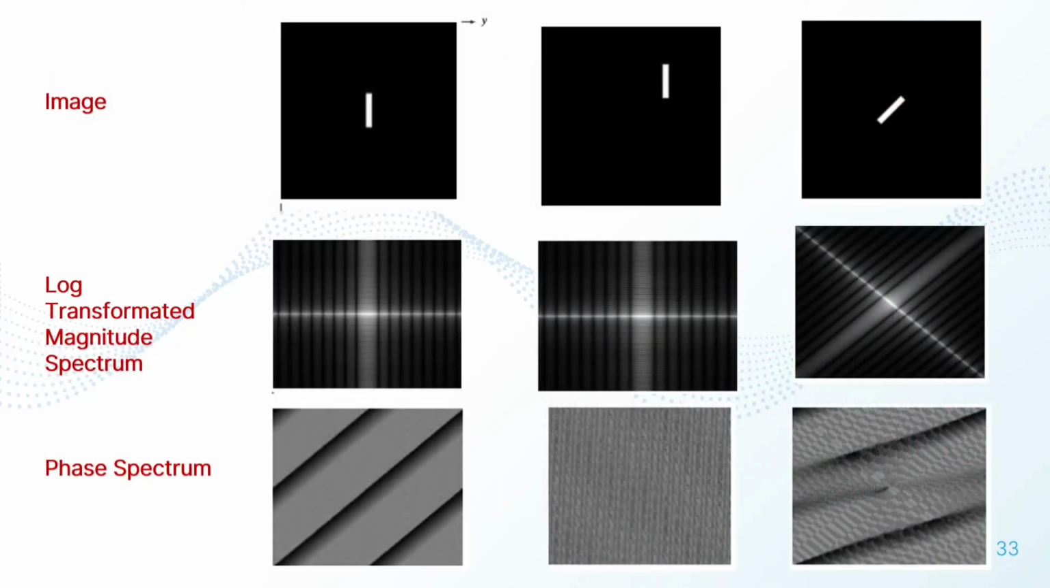Now let us try to get the overall overview. If the image is translated, the magnitude spectrum remains unchanged, but the phase spectrum changes. If the image is rotated, the magnitude spectrum is also rotated by the exact angle and the phase spectrum is also varied.